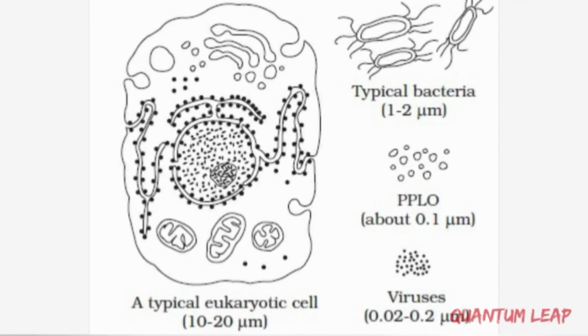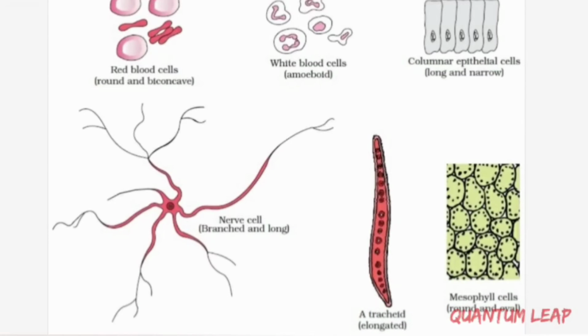See, cells differ greatly in size, shape, and activities. For example, mycoplasma, the smallest cells, are only 0.3 micrometer in length, while bacteria could be 3 to 5 micrometer in length. Here are the pictures of the red blood cell, white blood cell, and columnar epithelium cells. See, red blood cells are round and concave, while white blood cells are amoeboidal. In the same way, columnar epithelial cells are long and narrow.